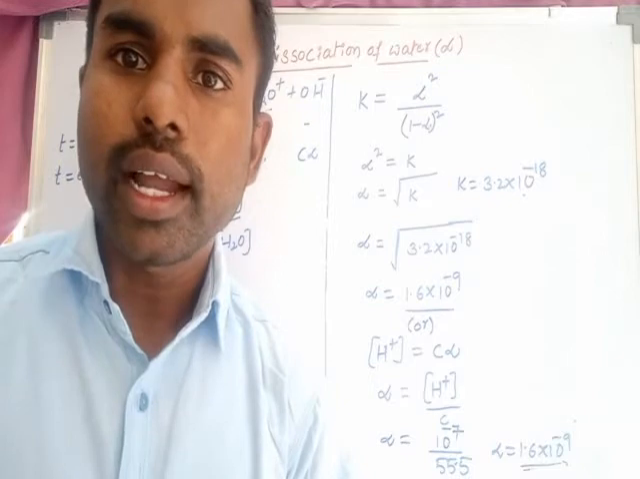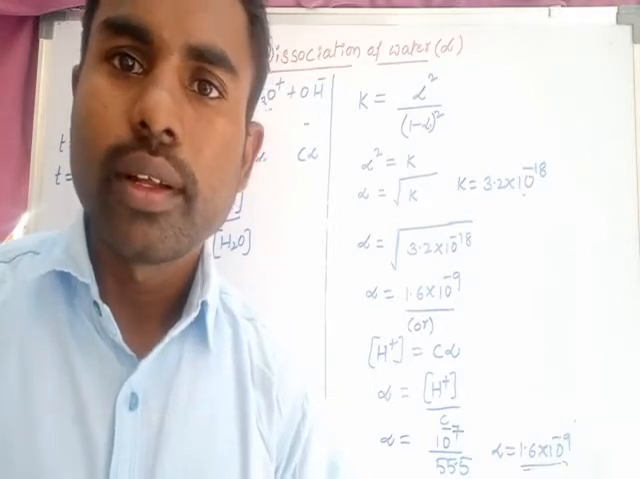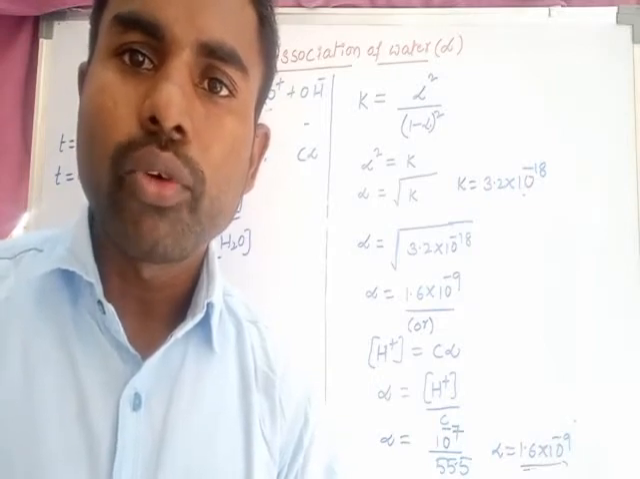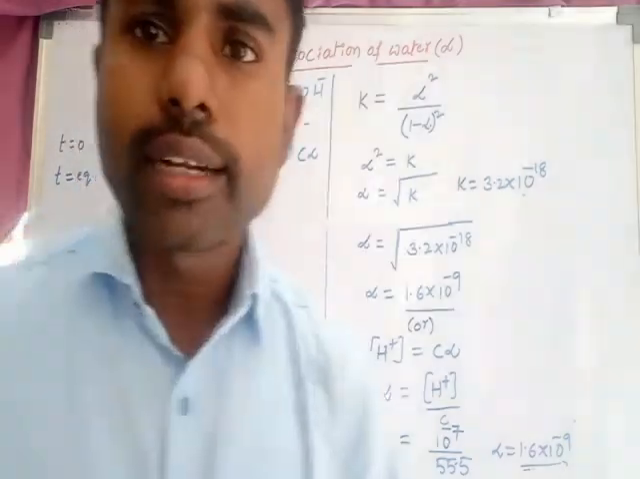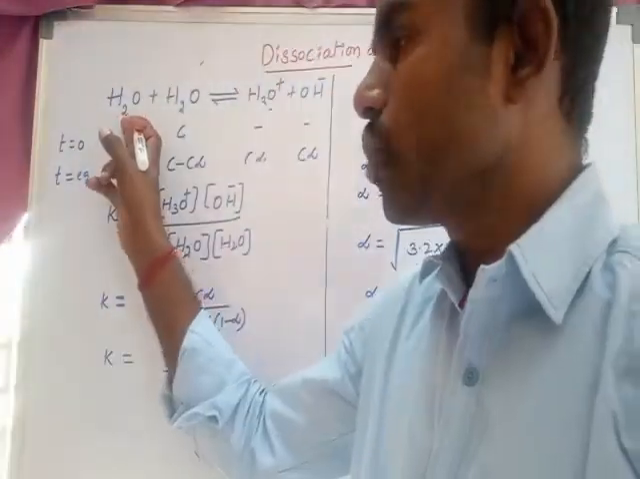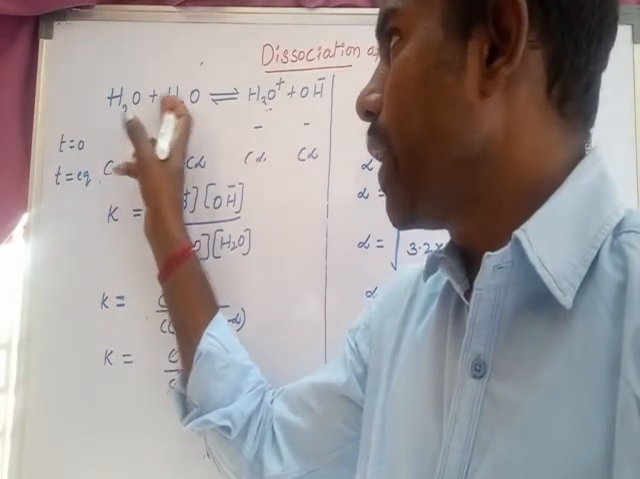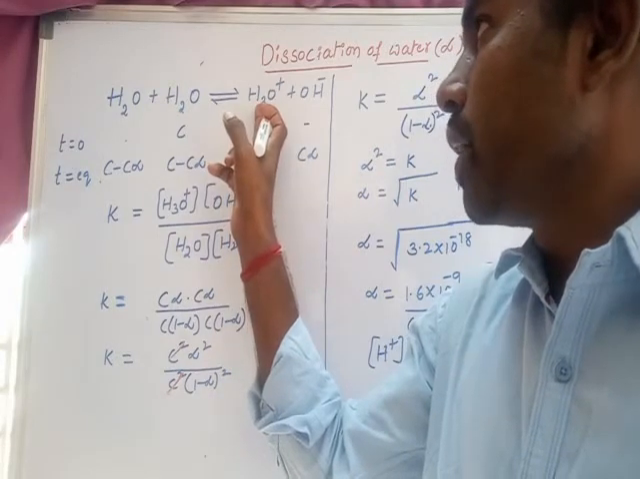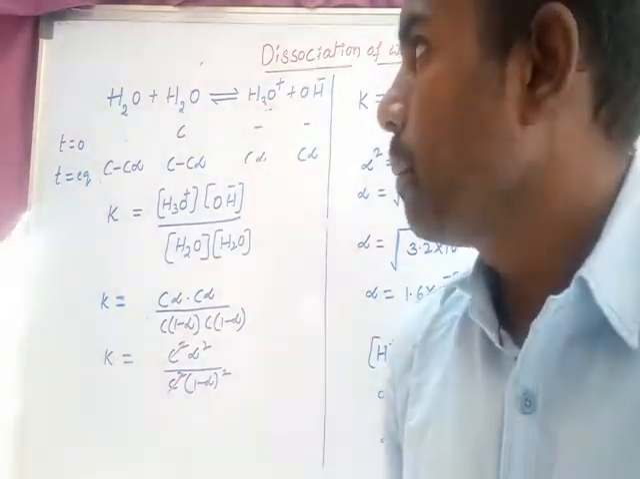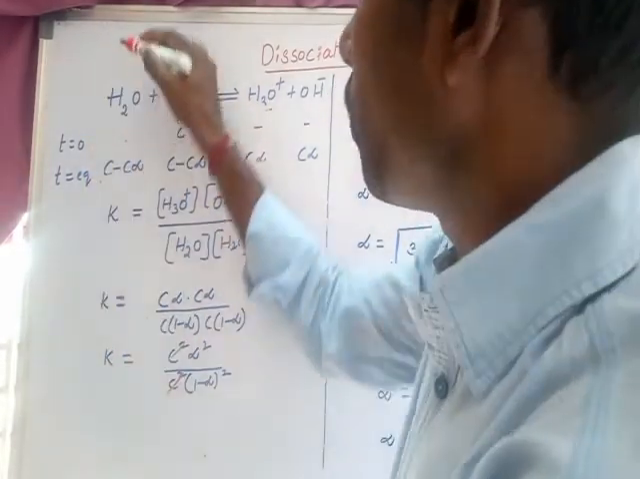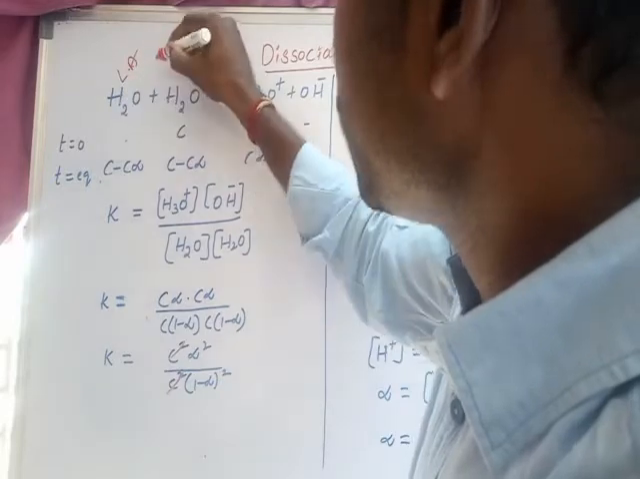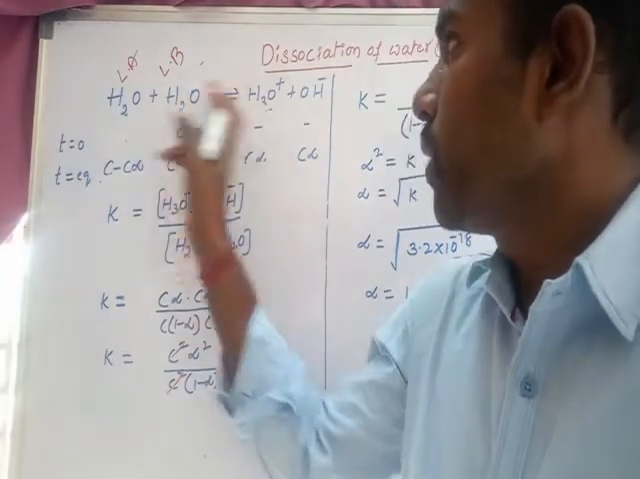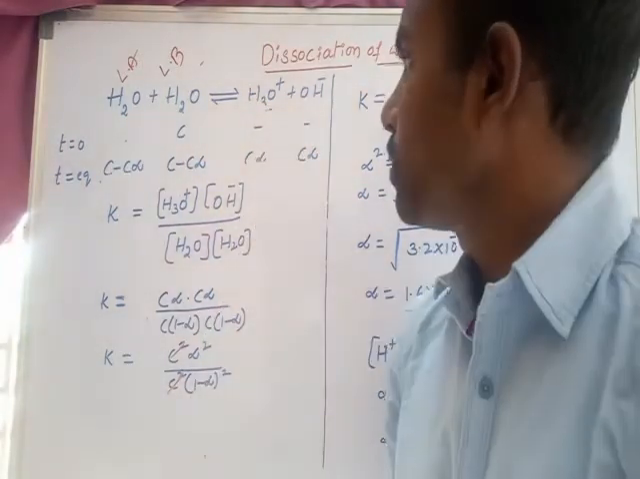Last class I explained about the ionic product of water. Today I am going to explain about the dissociation of water. Before that, let me take one reaction. H2O combines with another H2O, giving H3O+ and OH- ions. One water molecule acts as a Lewis acid and the other water molecule acts as a Lewis base. That's why we get H3O+ and OH- ions.